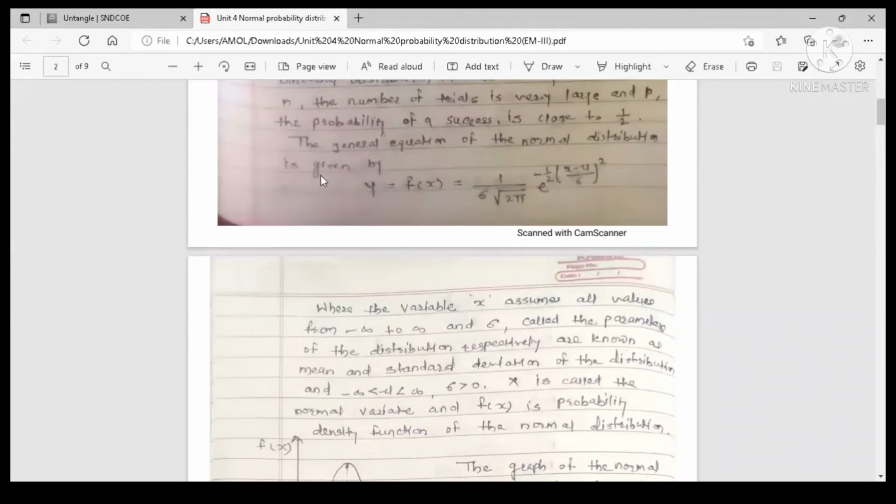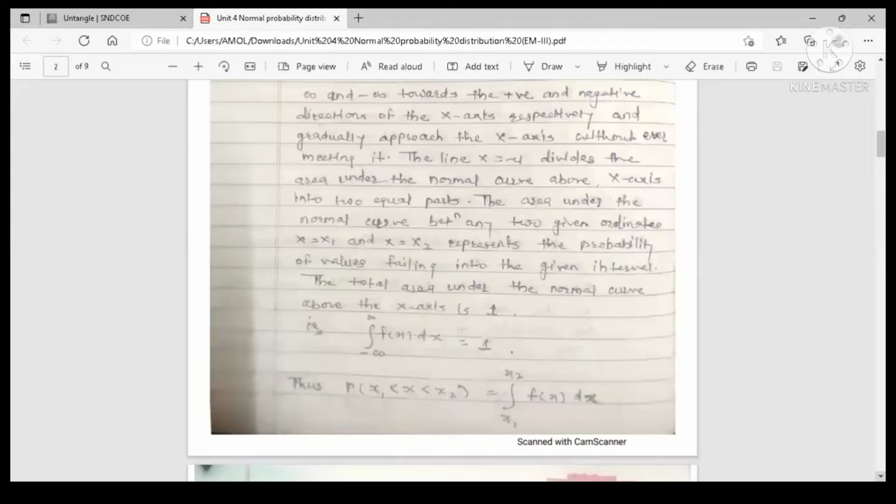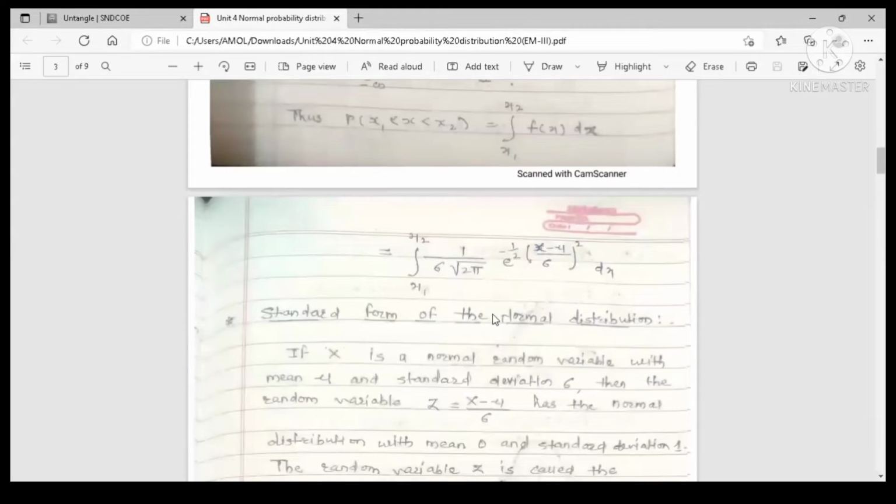This is the general equation of the normal distribution, so you know the value of f(x). f(x) is this equation, and if you put here the value of f(x), this integration becomes like this.